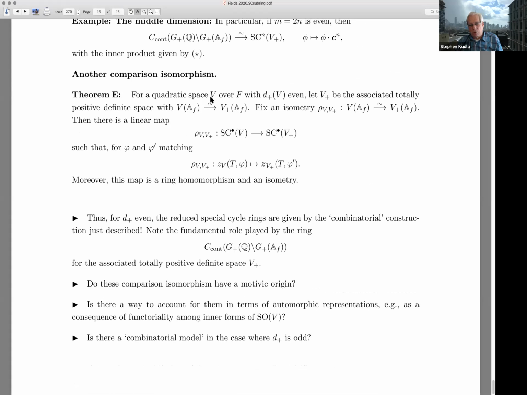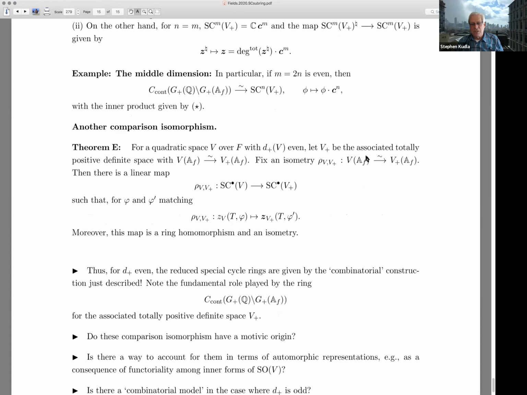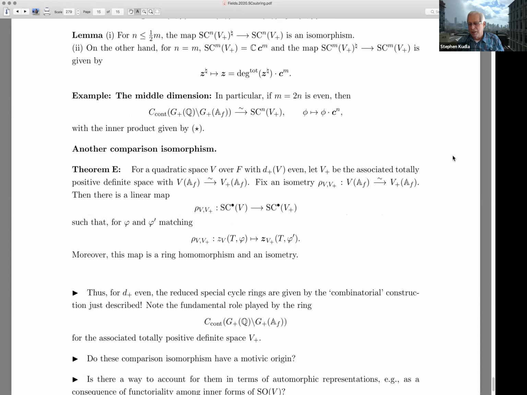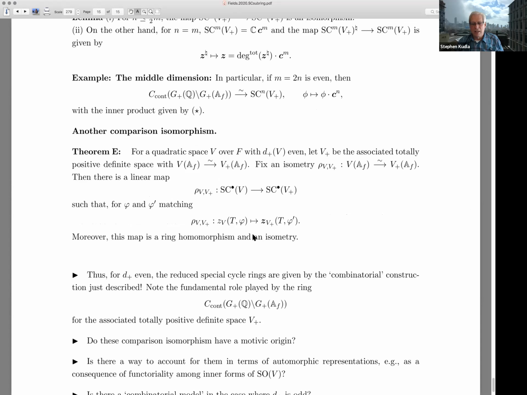Namely, if I have a quadratic space over F with D plus even, and I let V plus be the associated totally positive definite place, so I take D plus of V plus to be 0, then the finite adeles are taken to be the same, and I get an isometry of the finite part because those are the same. Then I get a linear map, as we were just discussing, which is a ring homomorphism and an isometry. So that means that this funny ring that I just constructed for you out of functions on this positive definite guy, which is just a combinatorial artifact, is the special cycles cohomology ring of this Shimura variety.